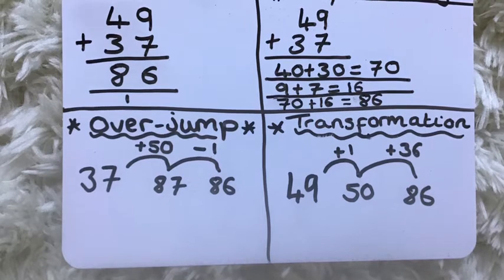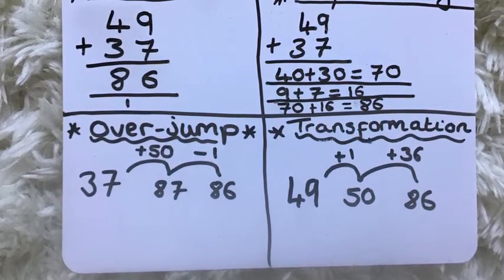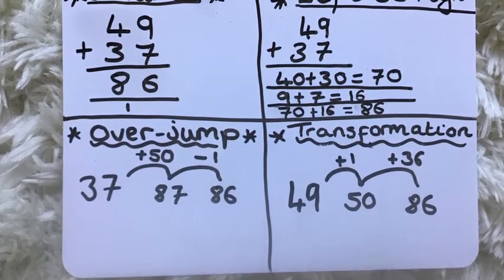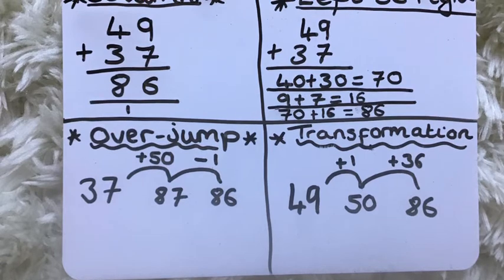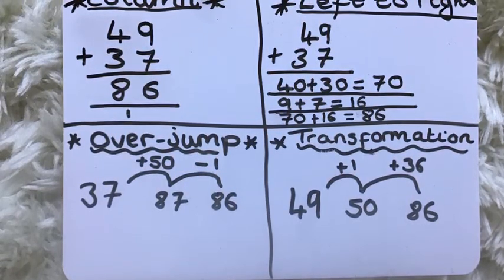Today I'm going to go over 4 addition strategies which I have displayed here. First of all, I'll go over the column method, which is also known as the split method, then the left to right column method, the transformation method, followed by the overjump method.